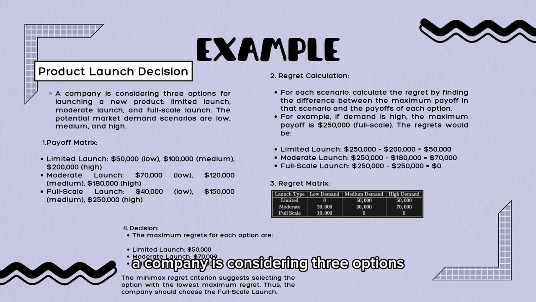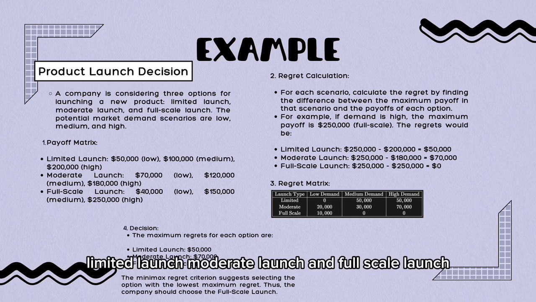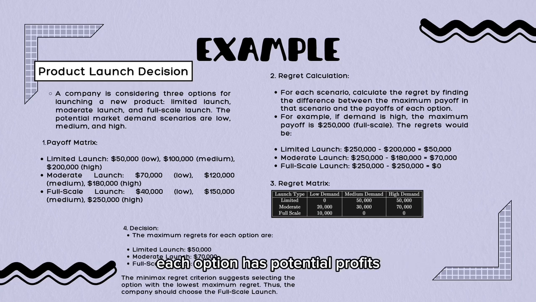In this scenario, a company is considering 3 options for launching a new product: limited launch, moderate launch, and full-scale launch. Each option has potential profits depending on market demand, which can be low, medium, or high. Here are the payoffs for each option.